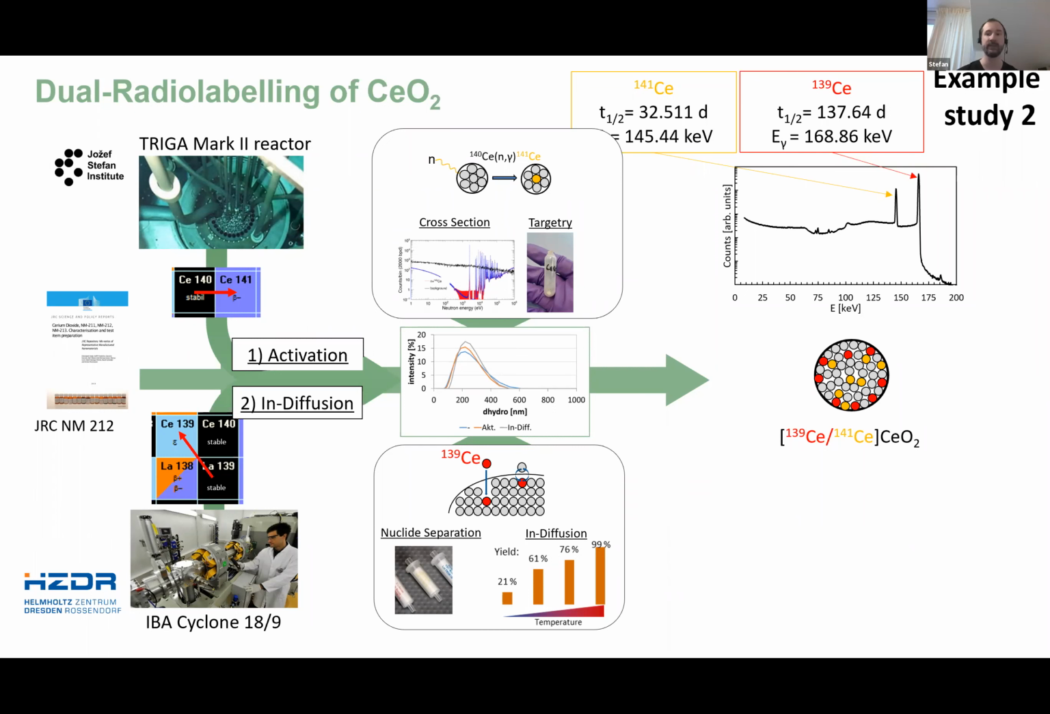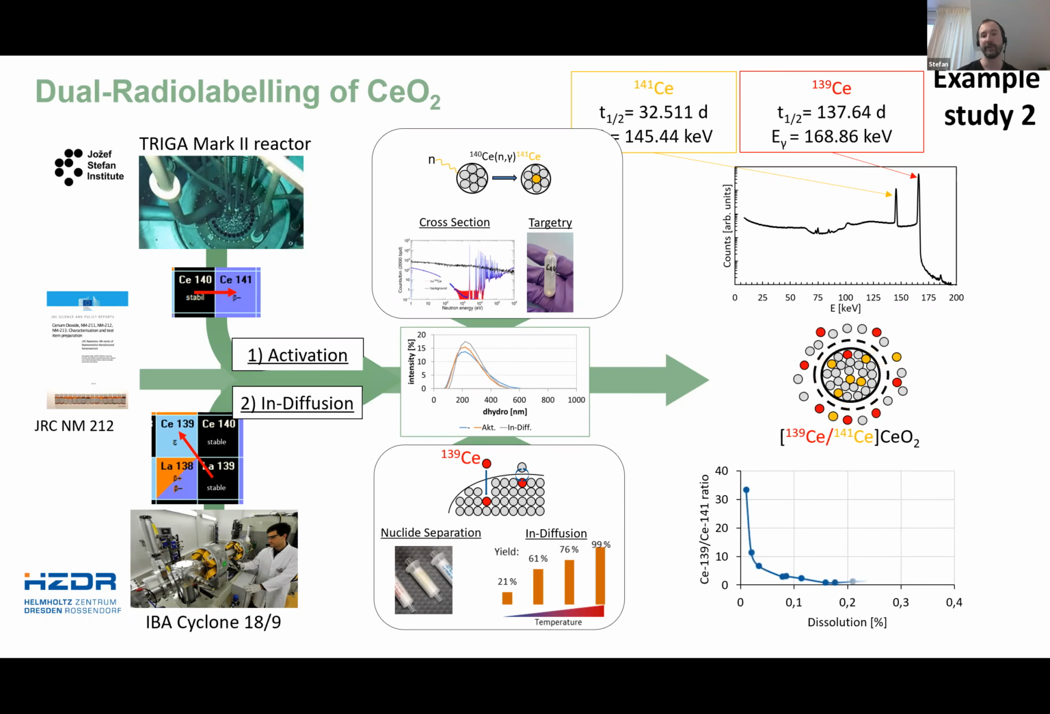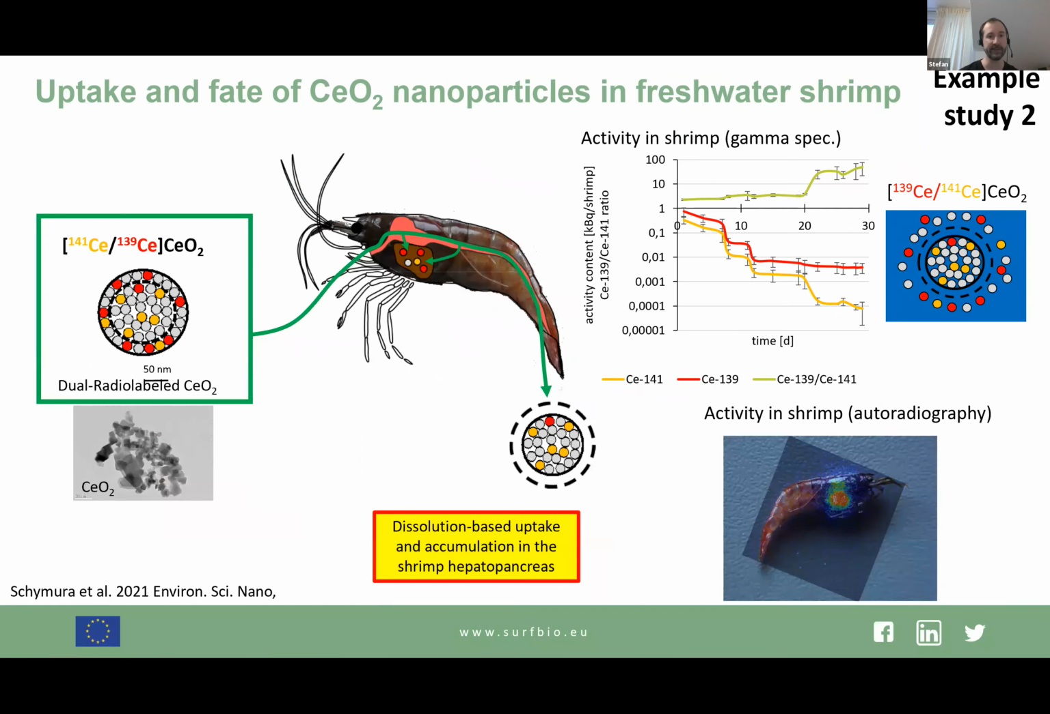And then we can do the same as before with the plants, but this time with one particle batch that has both labels that are released to two different degrees upon dissolution. And we have used this to track particle uptake in freshwater shrimps.